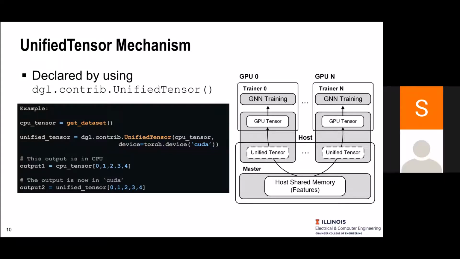On the right side, I show a diagram of what happens when there are multiple GPU devices. In this case, the host shared memory holds the original node feature data, and this shared memory space is mapped into the multiple devices using unified tensor classes. Each GPU, or each trainer, can access the unified tensor separately. So each GPU needs to hold its own representation of the unified tensor, and a single unified tensor cannot be used for multiple devices. Each device should have its own unified tensor declaration in its trainer program.